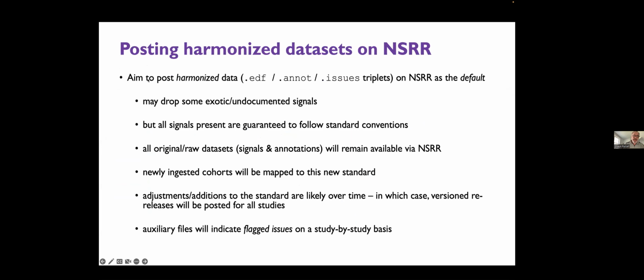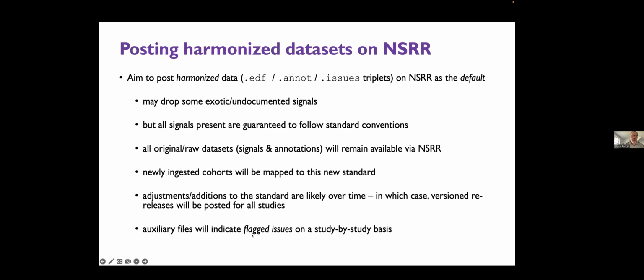So the plan is to post the so-called harmonized EDFs and new annotations and issue triplets on the NSRR as the default download. So this may drop some so-called exotic or undocumented signals from given studies, but what we'd like to guarantee is that anything that is present will follow a standard, understandable, documented set of conventions. We will keep all original raw data available via the NSRR, which I think is always a good idea. But newly ingested cohorts will be mapped to this standard, hopefully with minimal pain if the automated pipeline is working as expected. We expect that over time, we will have to augment and adjust these standards, in which case we'll repost versioned releases of the studies that we've previously harmonized.